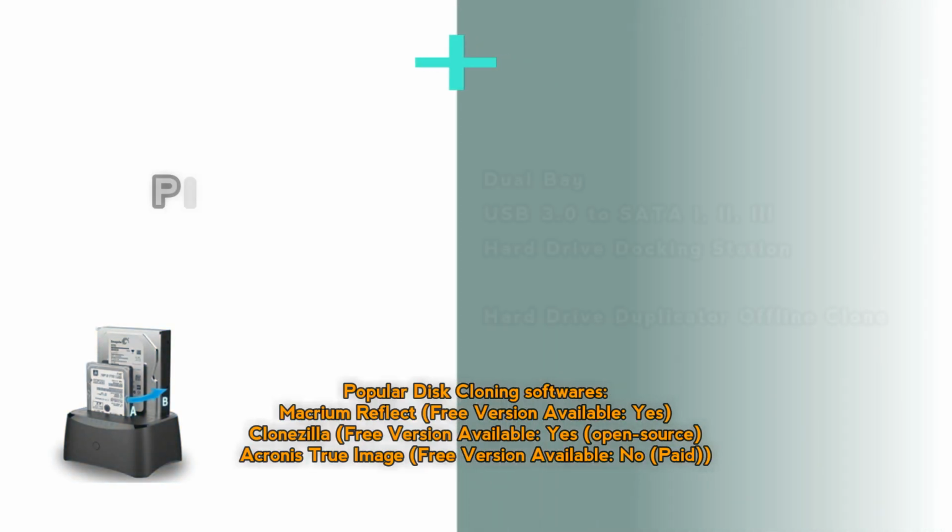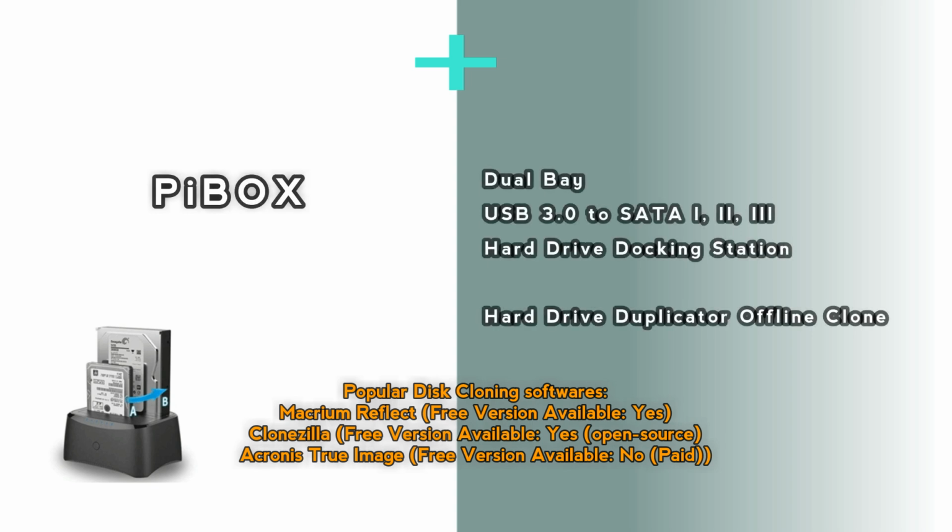So for cloning the hard disk, we are going to use PiBox dual bay hard disk duplicator, which supports offline cloning. Now, offline cloning means that the disks are detached from the computers. Yes, you can clone hard disks using cloning softwares as well if the hard disks are connected to the computer. But in this particular video, we are going to show you how to do this using PiBox offline cloning.